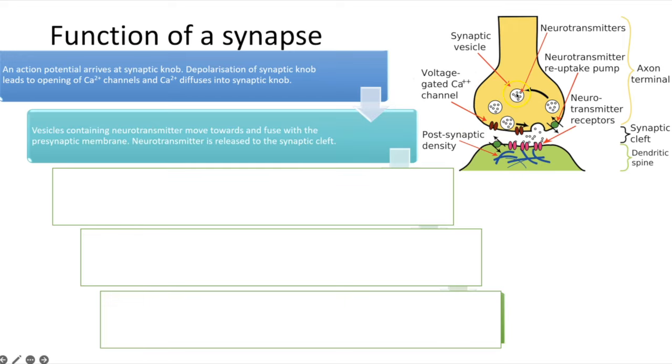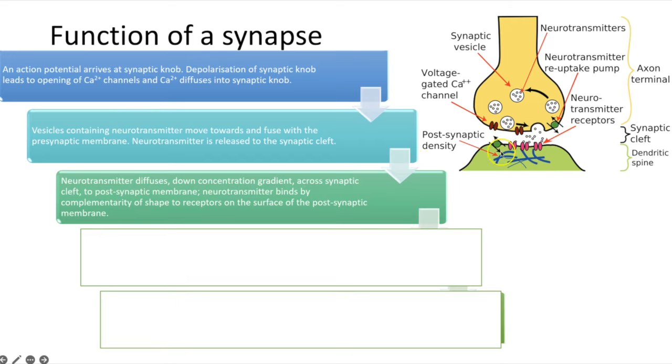Those calcium ions cause vesicles within the synaptic knob, which contain the chemicals, the neurotransmitter, to move towards the cell surface membrane. They fuse with that presynaptic membrane, and when they fuse, that causes the release of the neurotransmitter by exocytosis into the synaptic cleft, which is what we call this gap between the two neurons. Because that neurotransmitter is only being released from the presynaptic neuron, we have a concentration gradient. So that means the neurotransmitter chemicals can diffuse down their concentration gradient, which causes them to diffuse across the synaptic cleft to the postsynaptic neuron.